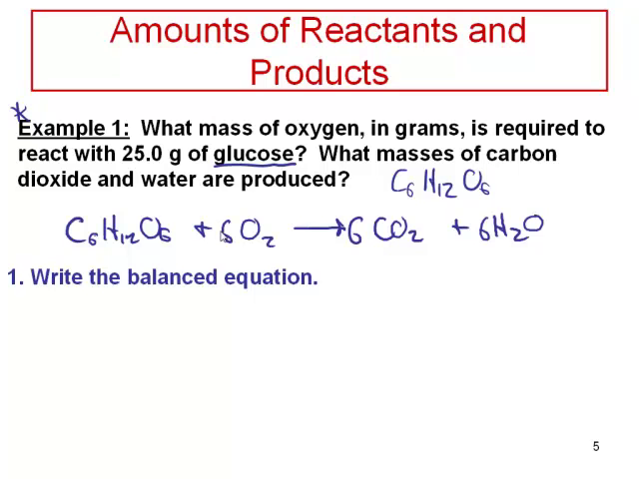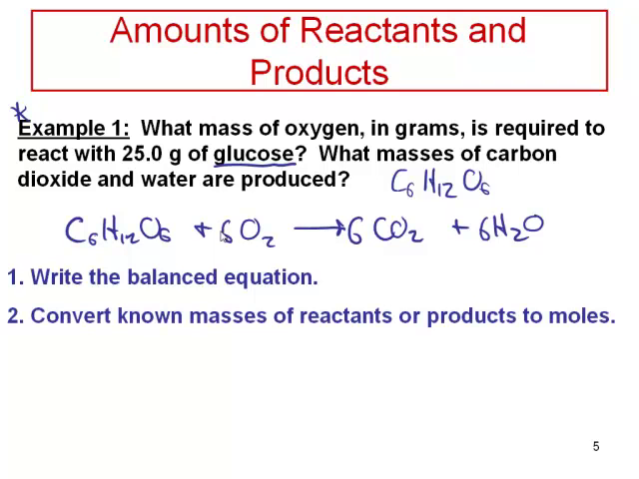Did I make a mistake? It's okay. All right, there we go. Balanced equation. So we have 6 times 2 is 12 plus 6 is 18. Over here we have 6 times 2 is 12 plus 6 is 18.